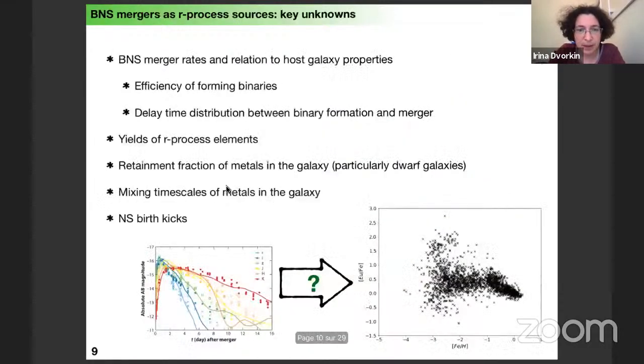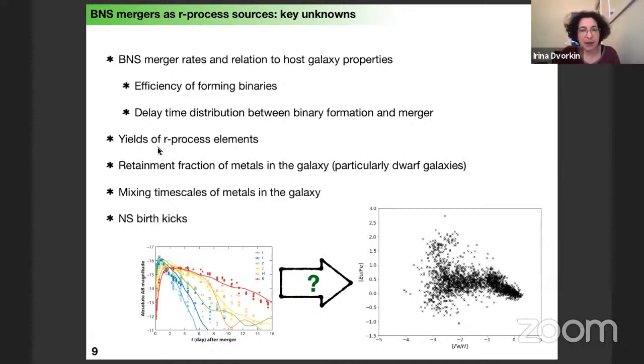But nevertheless, this shows some difficulty to explain this r-process enrichment by just binary neutron stars. So what do we need to know in order to actually go from these very nice light curves, which explain how r-process elements are produced in a binary star merger, to explaining the abundances of stars that we observe in the galaxy? First of all, we need to know the BNS merger rates, and the relation to host galaxy properties, because the Milky Way obviously evolves through the ages. Knowing the star formation history of the Milky Way, we still need to know the efficiency of forming binaries, and this is deeply related to stellar evolution models and the time distribution between formation and merger. Of course, we need to know the yields of r-process elements, so how much mass we produce per event.